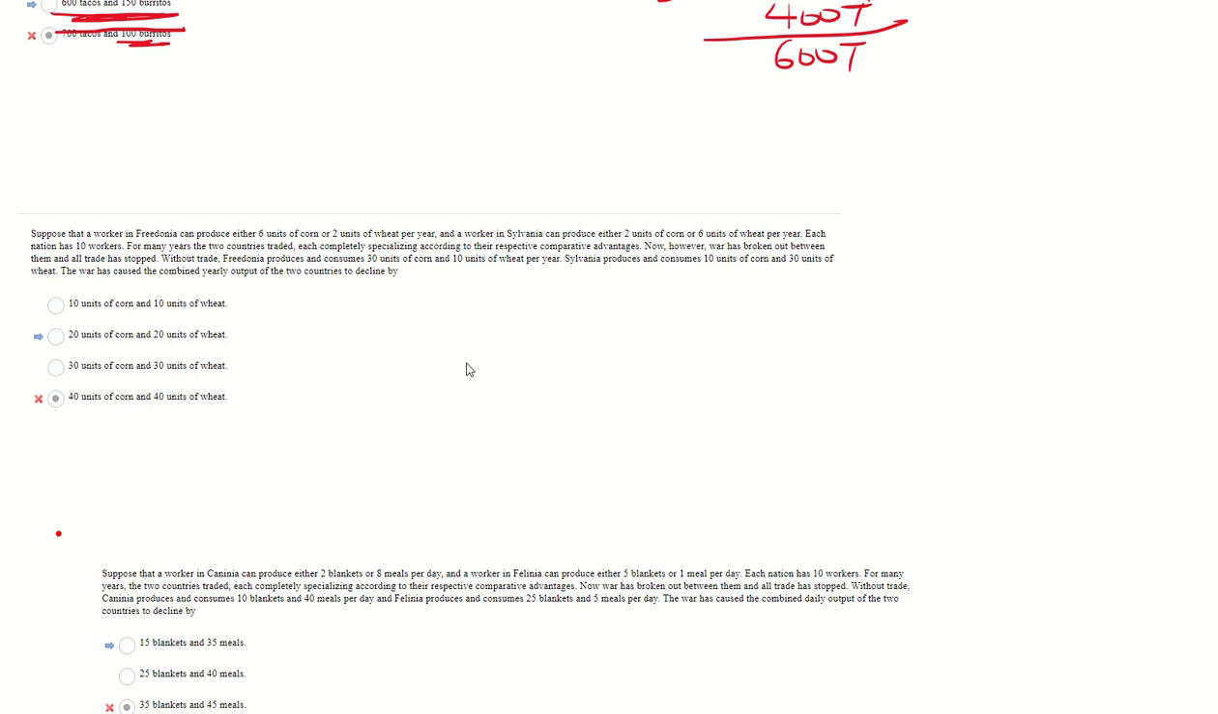So suppose a worker in Fredonia can produce either 6 units of corn or 2 units of wheat per year. A worker in Slovenia can produce either 2 units of corn or 6 units of wheat per year. Each nation has 10 workers. For many years, the countries would trade, each completely specialized according to their respective comparative advantage. Now, however, a war has broken out between them, and all trade has stopped. Without trade, Fredonia produces and consumes 30 units of corn and 10 units of wheat. Slovenia produces and consumes 10 units of corn and 30 units of wheat. Then the war has caused the combined yearly output of the two countries to decline by how many?